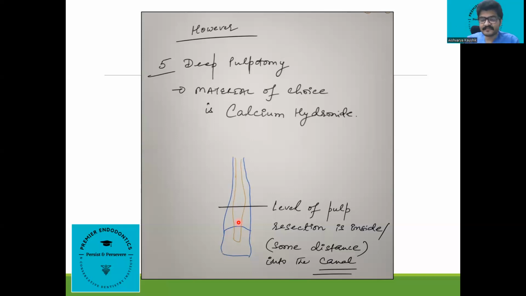But if we seal this with a hard setting material like MTA inside the canal, you all know that the retrieval of MTA is very tough, whereas calcium hydroxide is water soluble. Therefore, in cases of deep pulpotomy, calcium hydroxide is the material of choice.